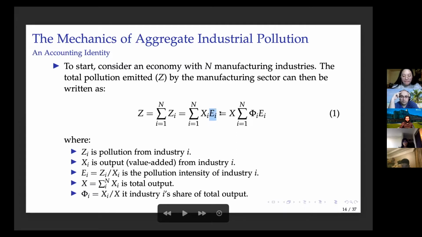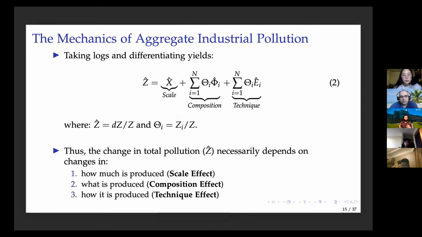As it turns out, we can rearrange this a little bit and express this sectoral air pollution as the sum of total sectoral output, which is just X, multiplied by each industry's share in industrial activity, which is this varphi here, multiplied by that industry's emission intensity, which is capital EI, and then adding all of these together for all possible industries in the sector. So this is all a mathematical identity, and it turns out that identity is really nice because it maps perfectly to the scale, composition, and technique framing.